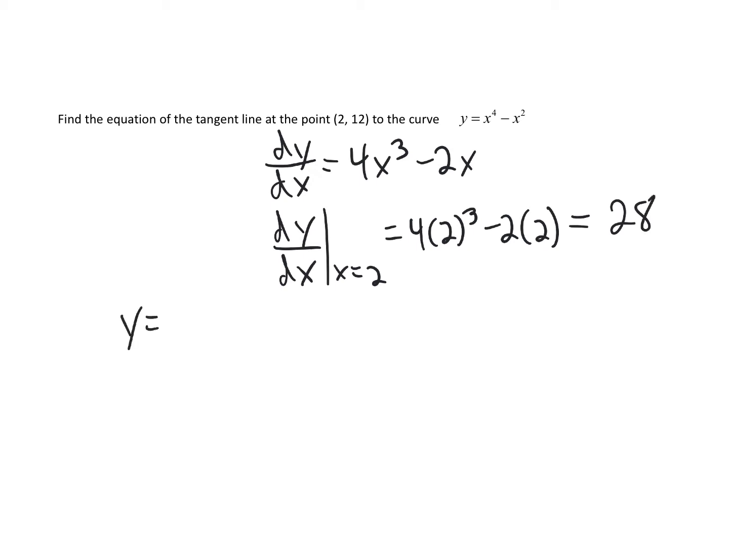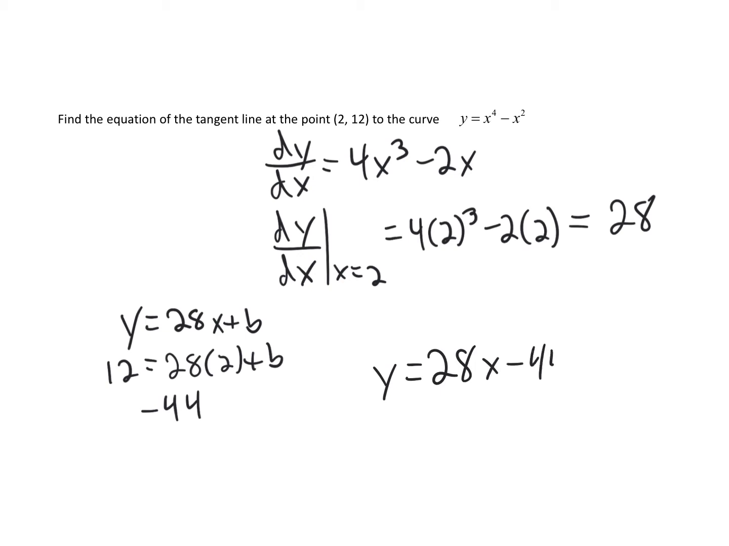We know y equals mx plus b. We can use the point to solve for b, giving us an equation of y equals 28x minus 44.